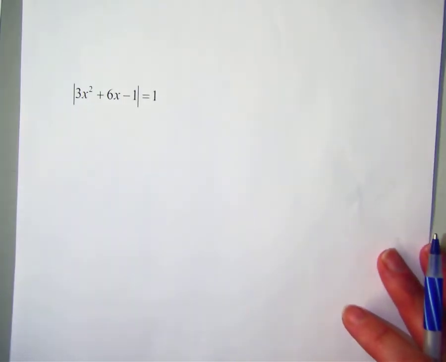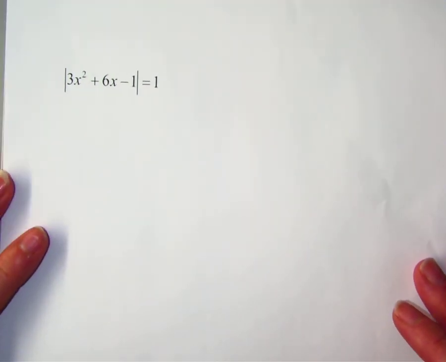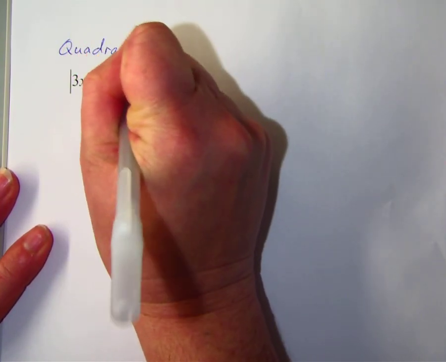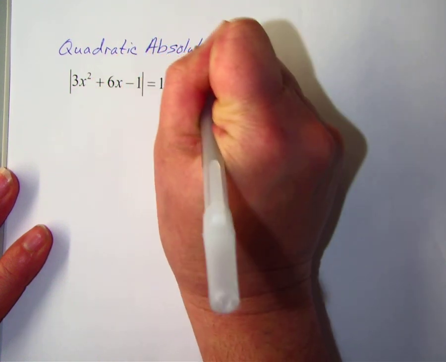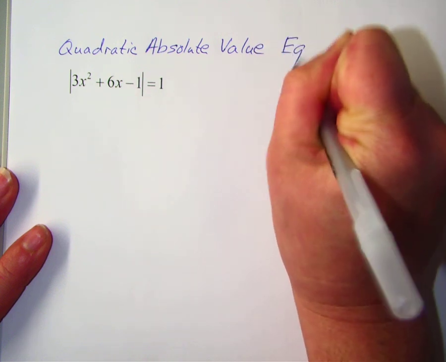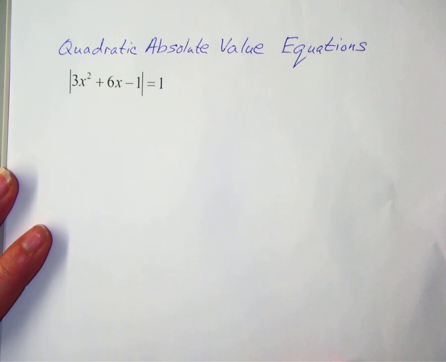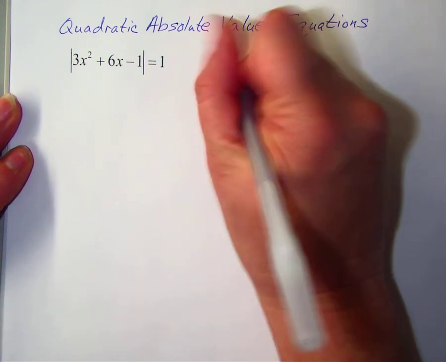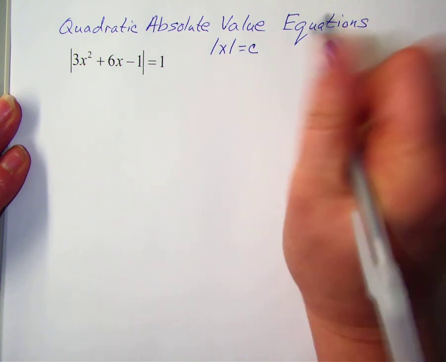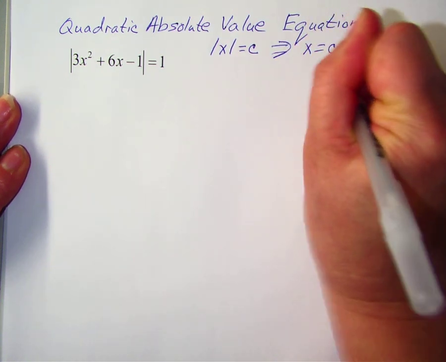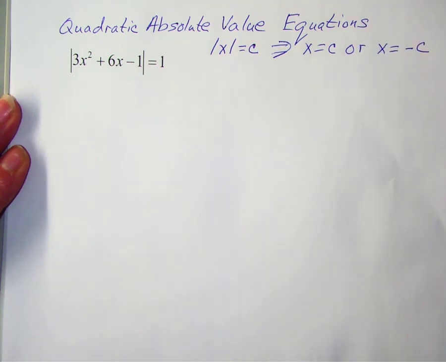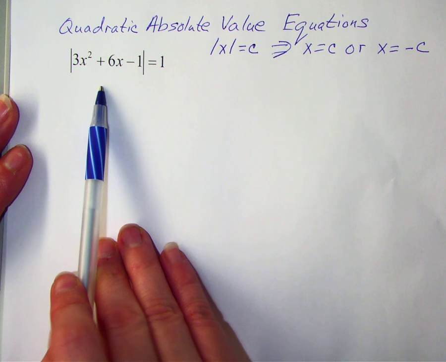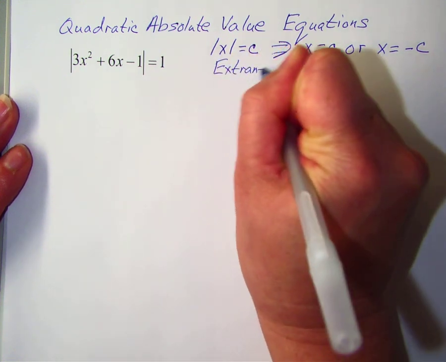Okay, so today we're going to solve absolute value equations, quadratic absolute value equations. Yesterday, in the linear equations, you got the rule that if the absolute value of x equals c, that implies that either x equals c or x equals negative c. We're going to do the same thing when we solve these equations today, and remember that we're going to have to check for extraneous solutions again. We're going to have to check our work.